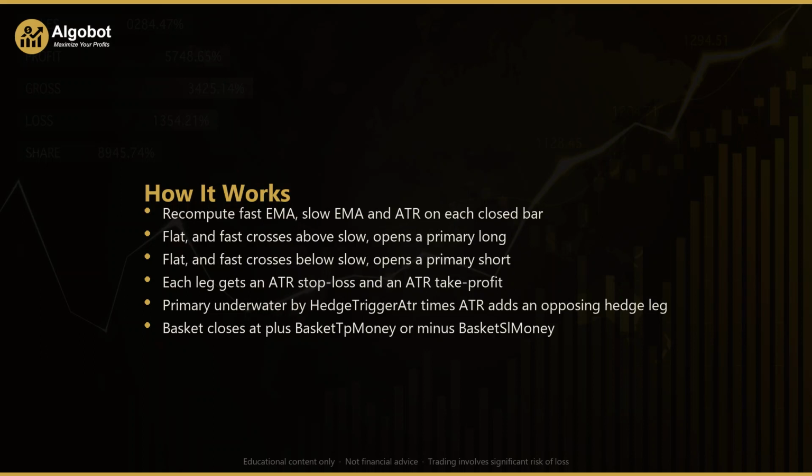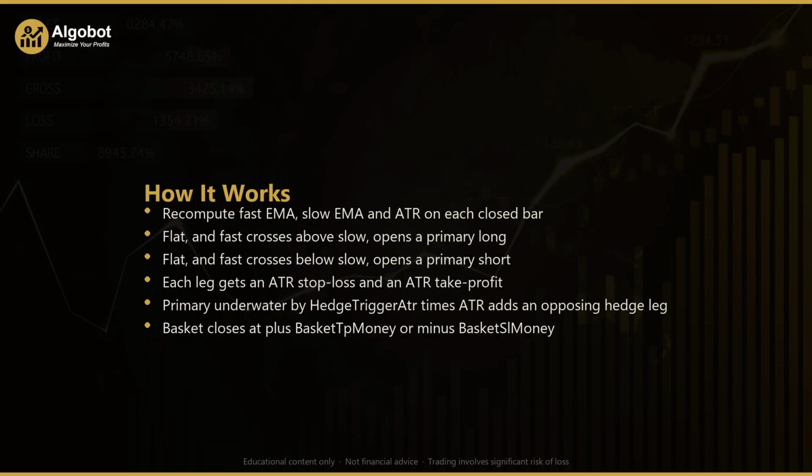On every newly closed bar, the strategy recalculates three values. First, the fast exponential moving average, defaulting to a period of 12. Second, the slow exponential moving average, defaulting to 34. And third, the average true range over 14 bars, which measures how much the market is moving. The first job is to open a primary position, and this only happens when the account is flat, meaning no positions from this strategy are currently open.